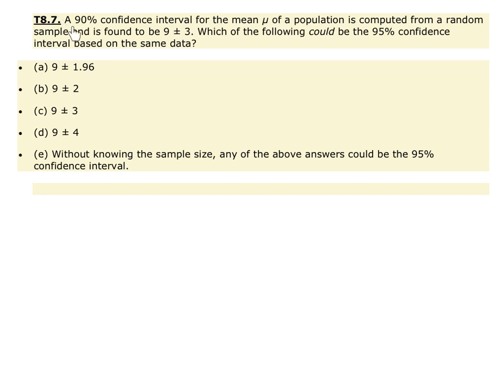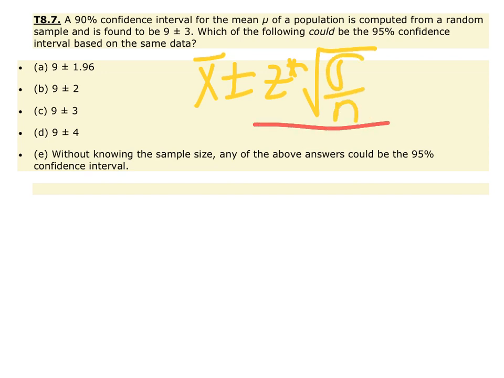Number 7, a 90% confidence interval for the mean mu of a population is computed from a random sample. It is found to be 9 plus or minus 3. Which of the following could be a 95% confidence interval for the same data? So what we know here is that we're dealing with mu or the means. I don't know anything about the sample size, so I'm not going to use the t critical value. I'm going to use the z critical value, which would say it's x bar plus or minus z critical value times sigma over the square root of n, which is our standard error. Keeping in mind, this is our margin of error, which they actually said was 3.